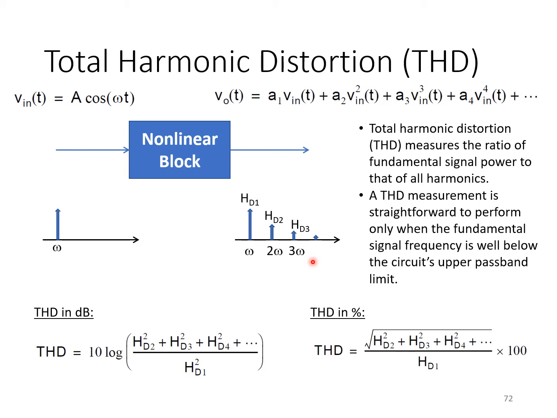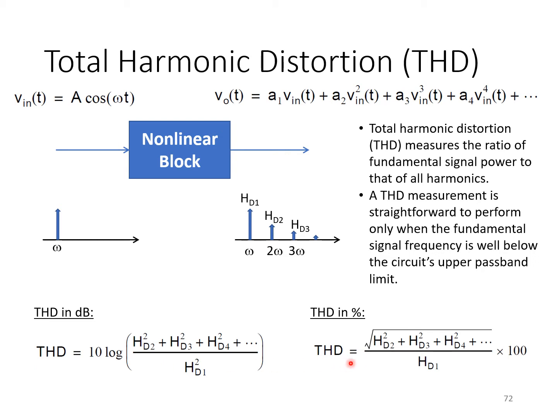Labeling the amplitude of the fundamental HD1 and that of the harmonics HD2, HD3, and so on, we can take their ratio as shown here. Expressing it in dB gives us the total harmonic distortion in dB. You'll sometimes also see THD observed as a percentage.